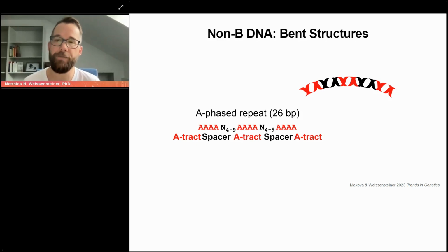So to start off with bent structures, their underlying sequence motif are A-phased repeats. They're on average about 26 base pairs long, and they're characterized by these adenine tracts, which are structured in a way that they have these A tracts and there's spaces in between.